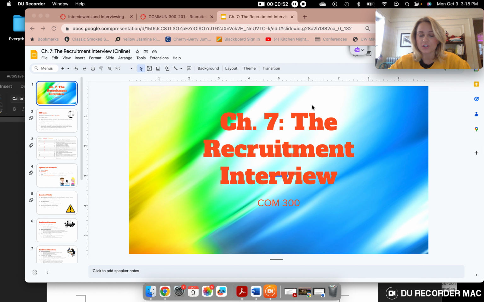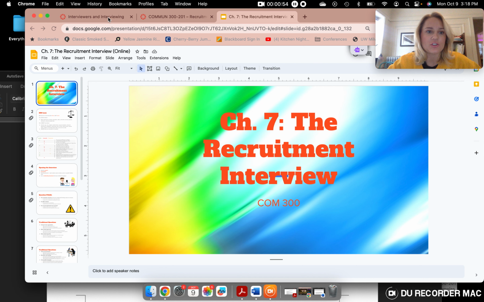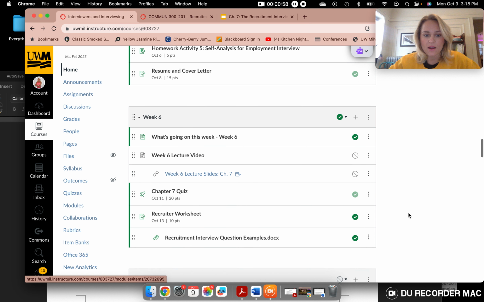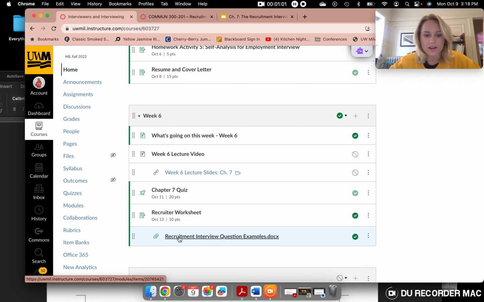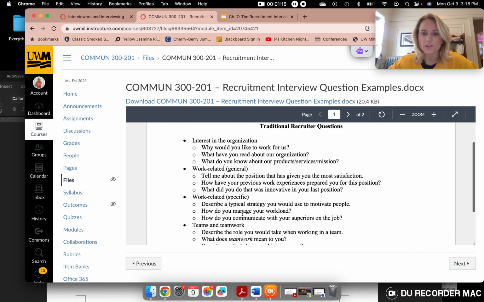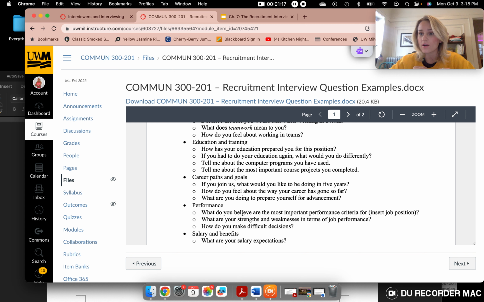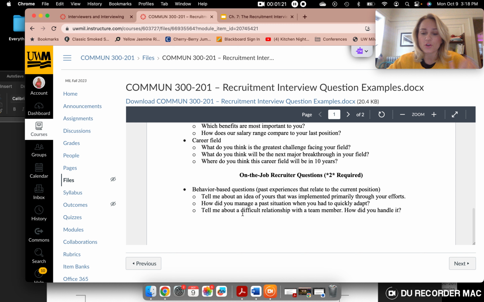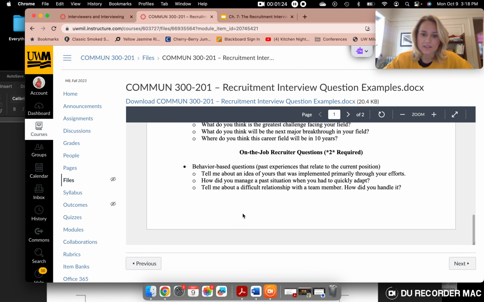First, I just want to show you real quick on Canvas, this is our week 6 module. I want to point out to you right under the recruiter worksheet, I posted a list of recruitment interview question examples. I took a lot of these from the book, but then I came up with some of them on my own. And you can see that I break it down into the different categories. These are just questions that you can pull from and use and modify for your recruitment questions for this project.